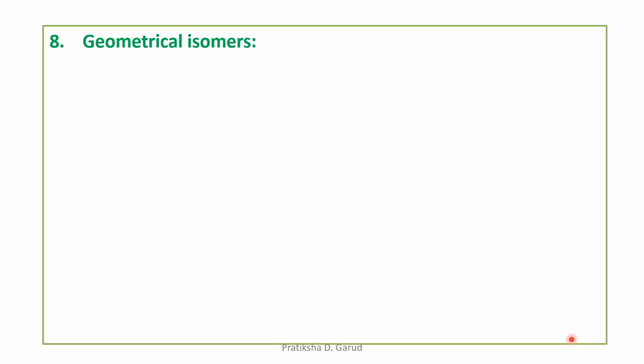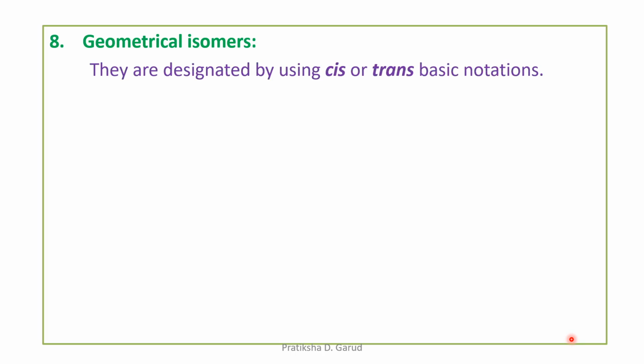Rule number 8, geometrical isomers. Geometrical means the cis-trans isomerism. So they are designated by using the cis and trans notation. Cis means the same groups are towards the same side. And trans means the same groups are towards the opposite side.